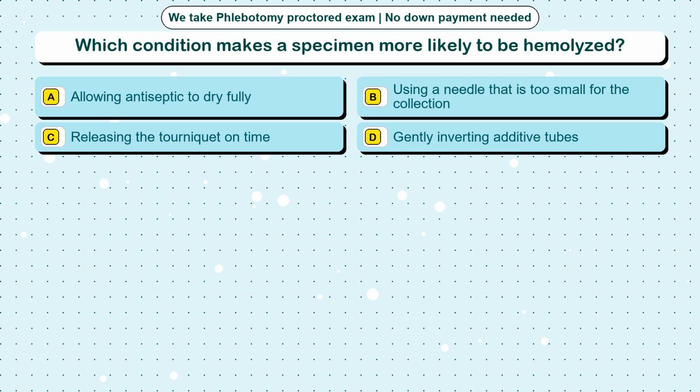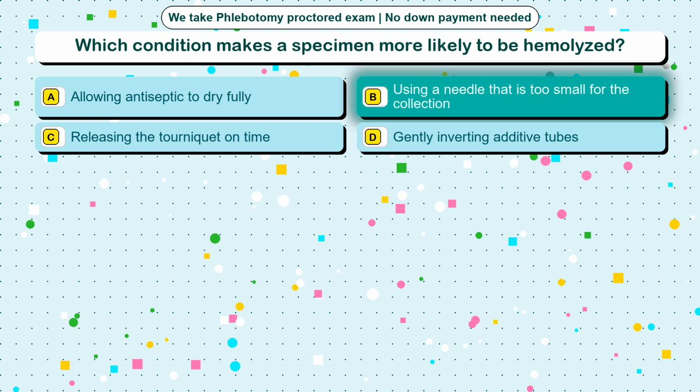Question 24. Which condition makes a specimen more likely to be hemolyzed? Option A, allowing antiseptic to dry fully. Option B, using a needle that is too small for the collection. Option C, releasing the tourniquet on time. Option D, gently inverting additive tubes. The correct answer is option B, using a needle that is too small for the collection.